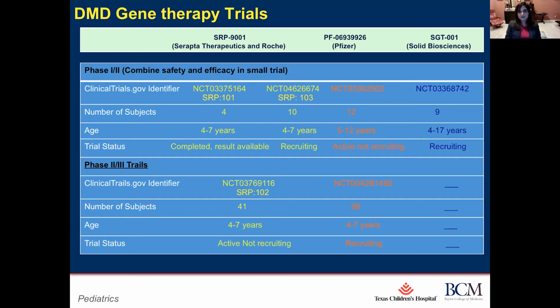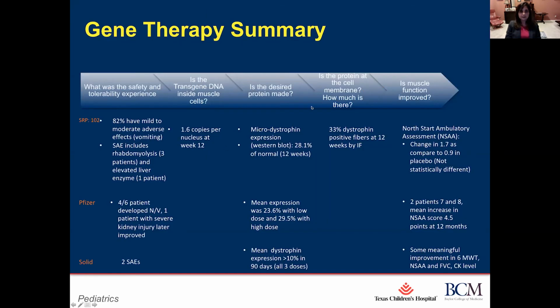And again, there are 2 patients who had a severe adverse reaction. One developed hepatotoxicity, and the other had a low platelet count. That's why they held the study, not enrolling more patients, but they are following these patients, and none of the other patients developed any severe adverse reaction, and they are actually showing improvement in their function, the timed function tests and the North Star Ambulatory Assessment, and the expression of dystrophin is also showing some positive result. So this is a summary of gene therapy.